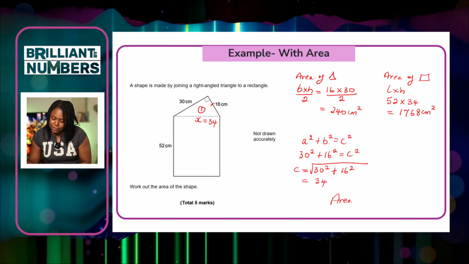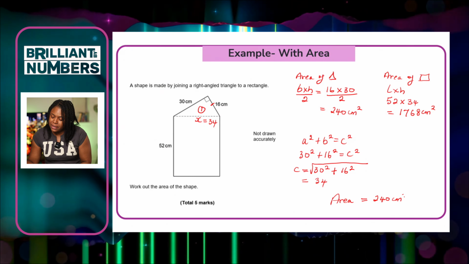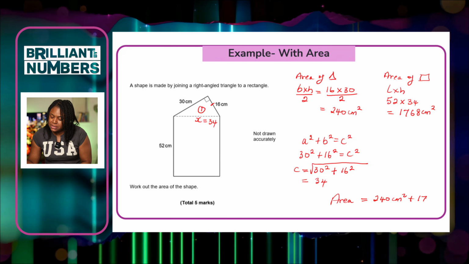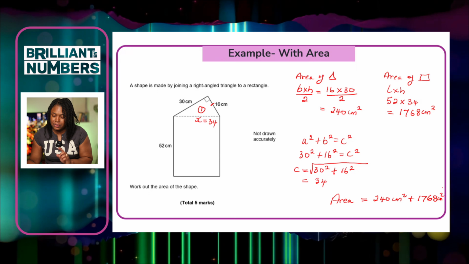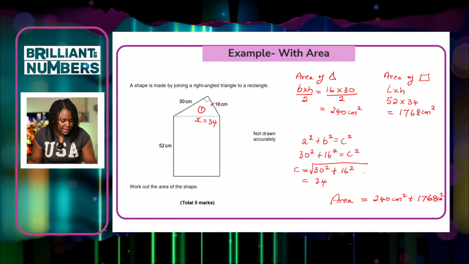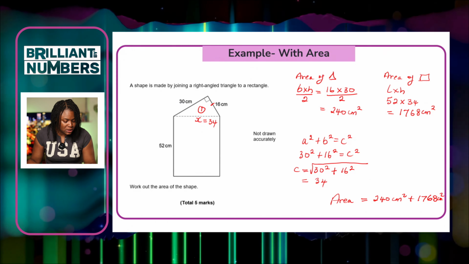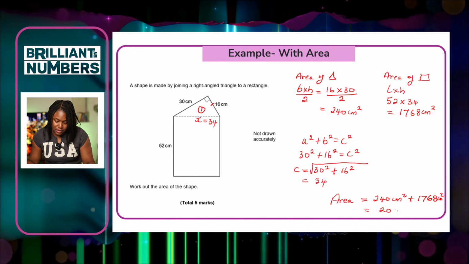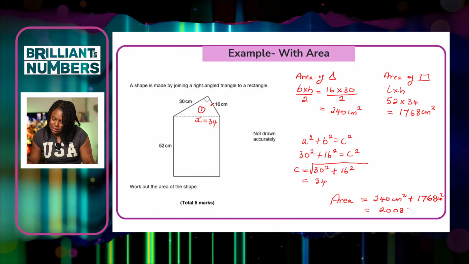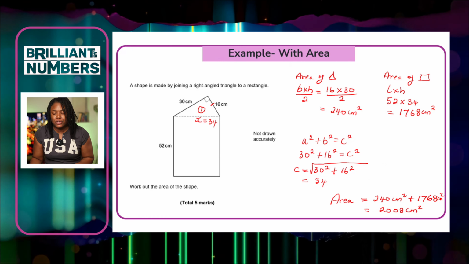Now the final step is to add them together. So the area is equal to 240 centimeters squared plus 1768 centimeters squared. So I've got my 1768 already in my calculator. I just need to add that to 240, and that gives me 2,800 centimeters squared. 5 marks, and you would appreciate why that question will be all of 5 marks.